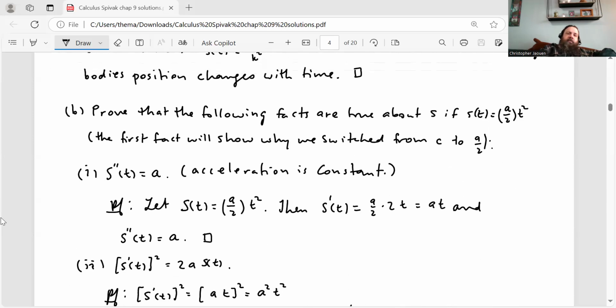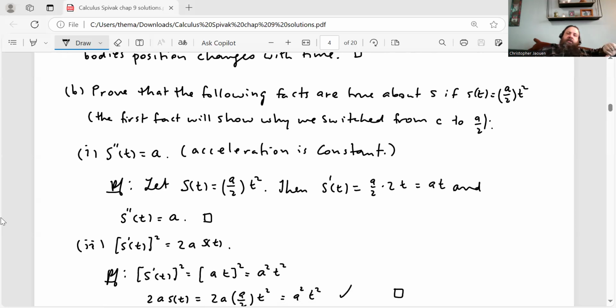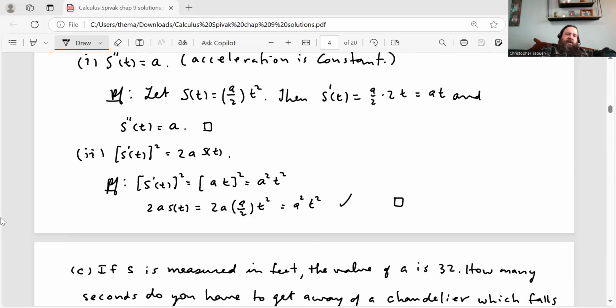All right, part B, prove that the following facts are true about s if s of t equals a over 2 times t squared. The first fact will show why we switched from c to a over 2. So here's the first fact: s double prime of t equals a, or in other words, acceleration is constant. And again, here's the proof. You just take the derivative using the formula that we derived in question number 4, I think it was. Let s of t equal a over 2 times t squared, then s prime of t is a over 2 times 2t, which is at, and s double prime of t equals a. So that shows that the acceleration is constant.